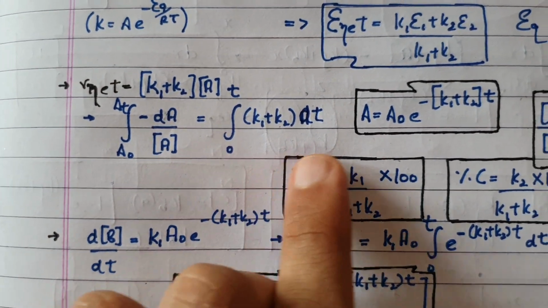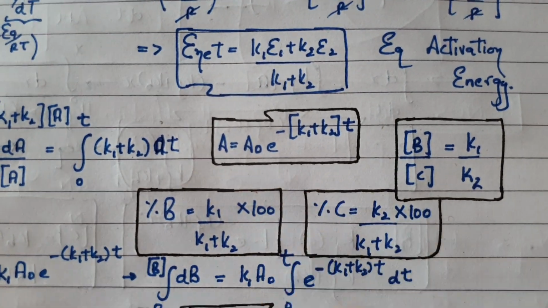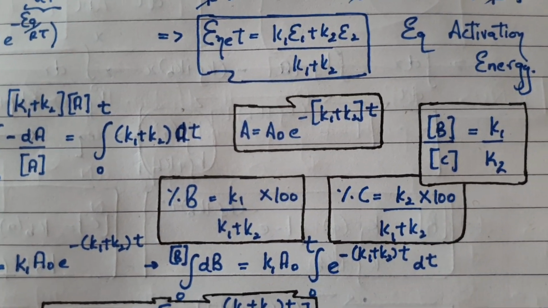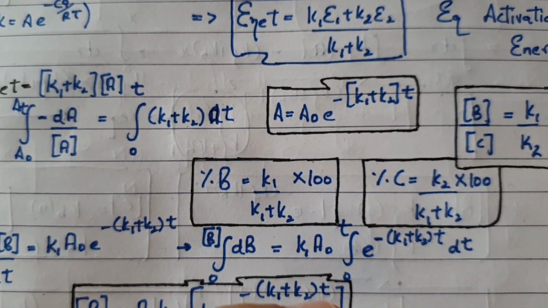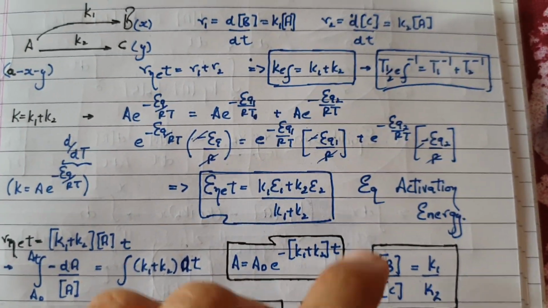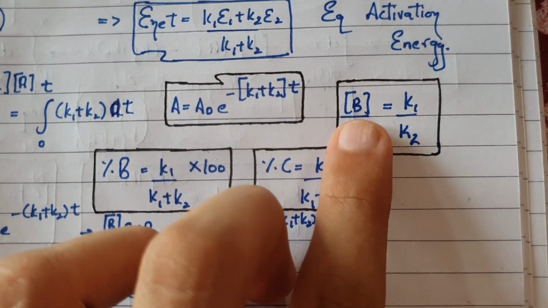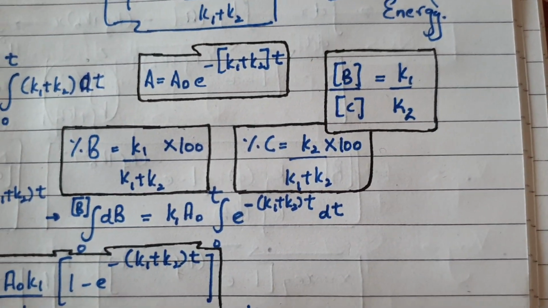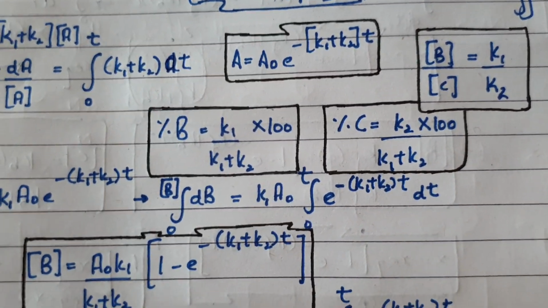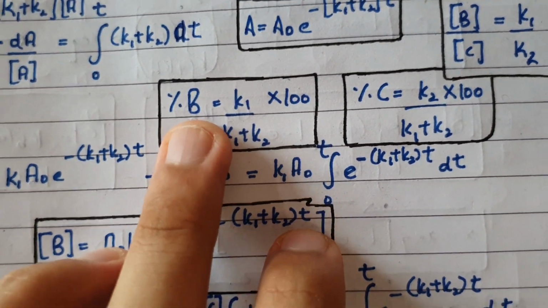So when we integrate it, we get this result: A is equal to A naught e to the power minus K1 plus K2 into T. And also from the above results, we get that the ratio of the concentration of B and C at a particular time is given by the ratio of K1 and K2. So from this we can get the percentage of B and C.